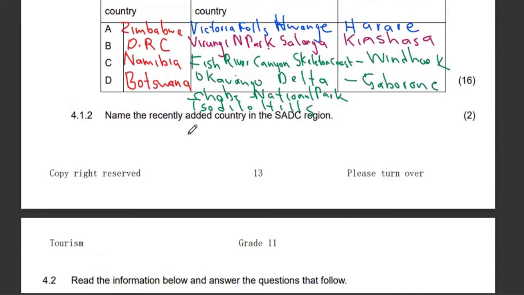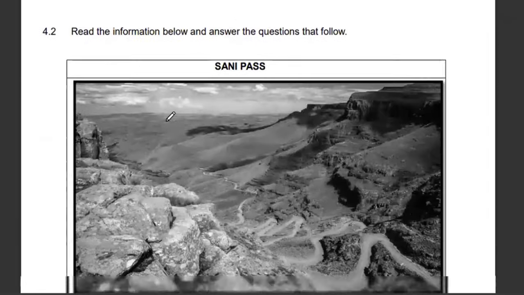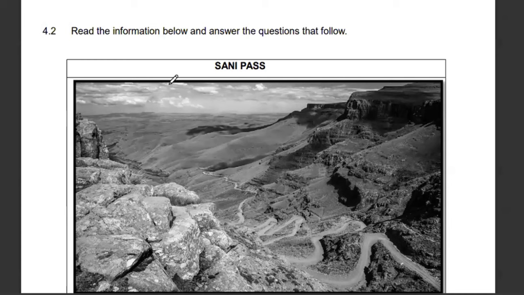Name the recently added Southern African country. It is called the Union of Comoros. It's an island in the Indian Ocean, the Union of Comoros. The Union of Comoros. That is the recently added SADC country. Then here, read the information below and answer the questions that follow.